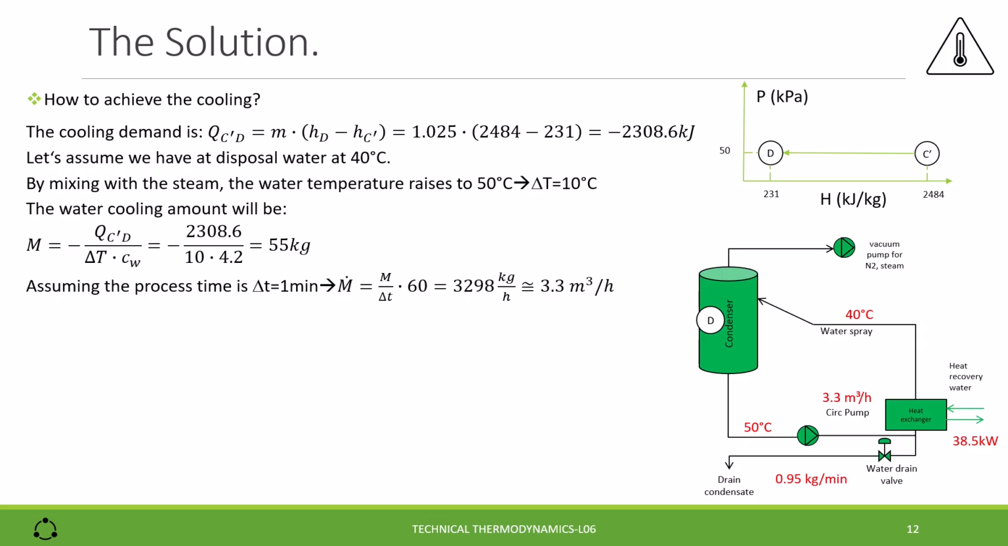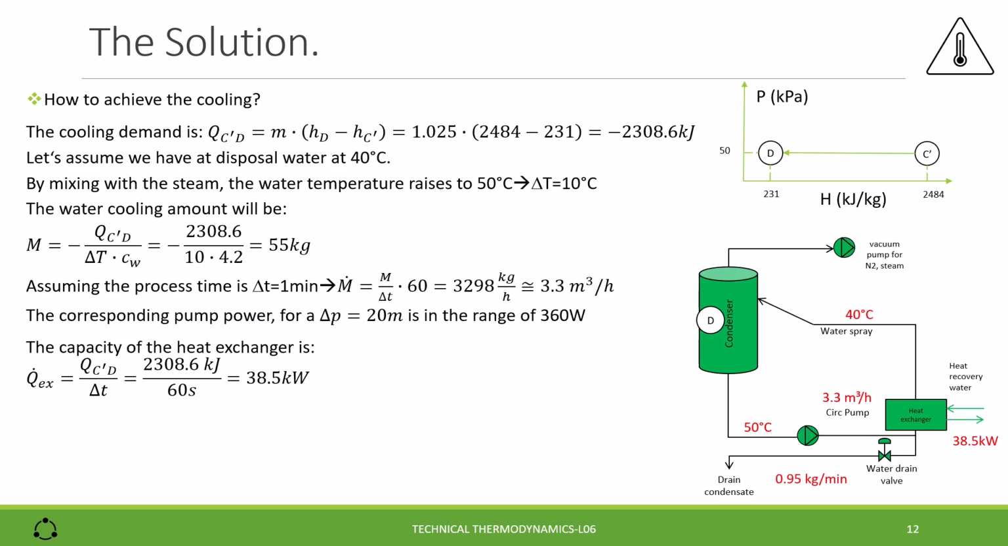Assuming the process time is 1 minute, then the mass flow is 3.3 cubic meter per hour. The corresponding pump power for a delta pressure of 20 meters is 360 watt. The capacity of the heat exchanger is the ratio between the heat and the delta T, also 38.5 kilowatt.